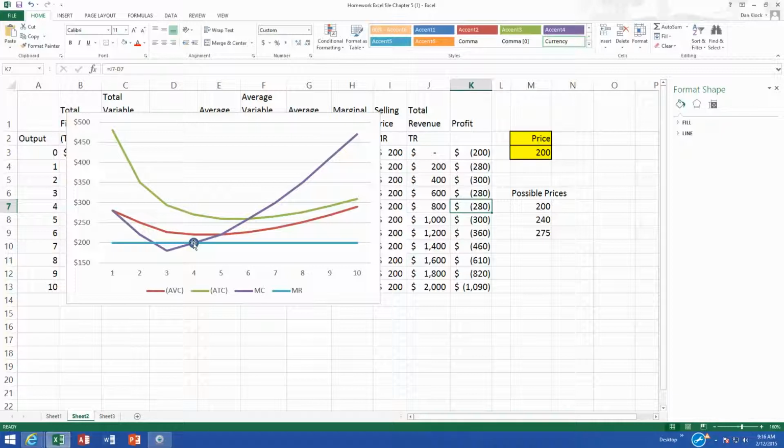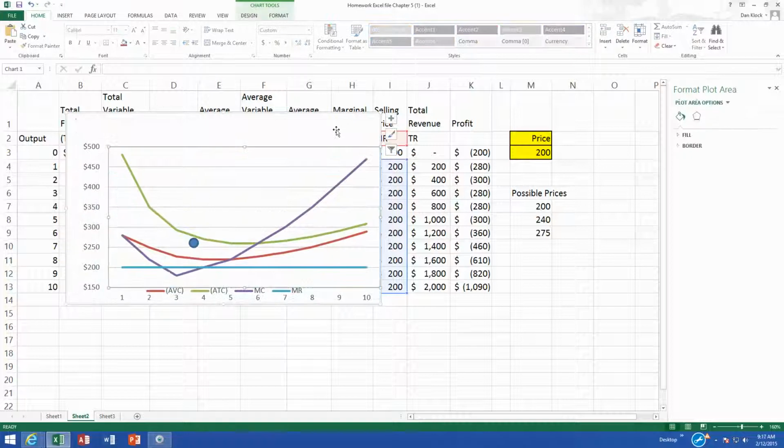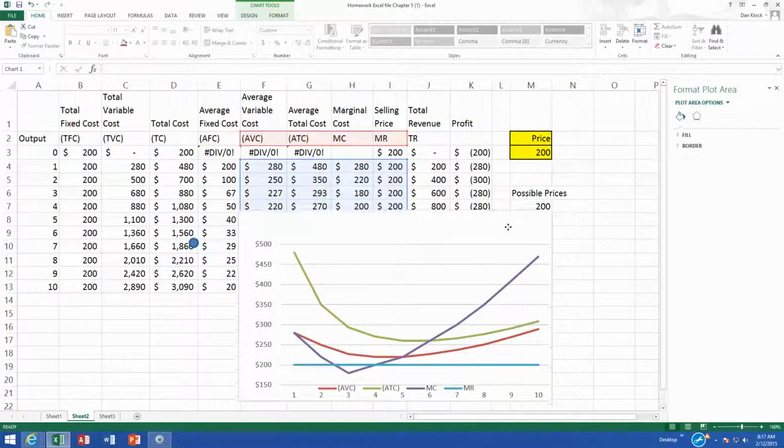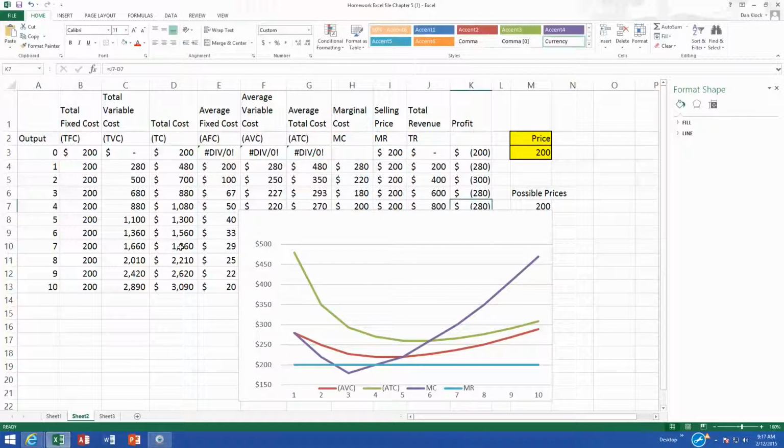So hopefully you can reproduce this spreadsheet. If you can't do the graph, I can understand that. The formula should be fairly straightforward. So give it a whirl, and then just plop it into Blackboard, and I'll take a look and check your formulas. And I'll do another video on my Econ Lab.